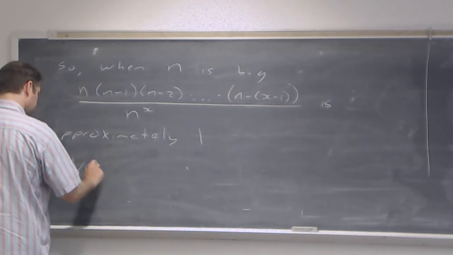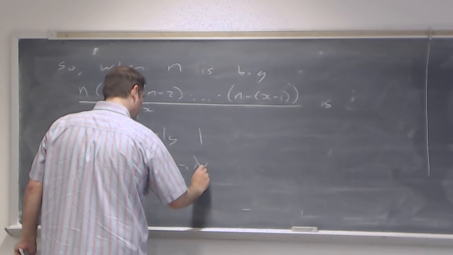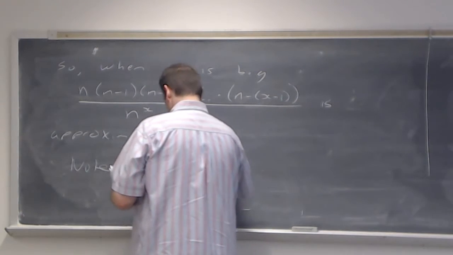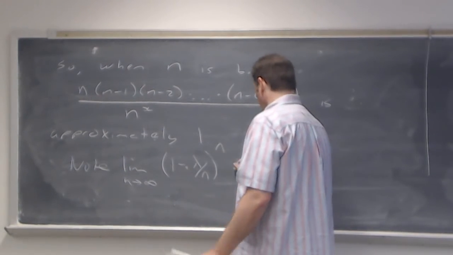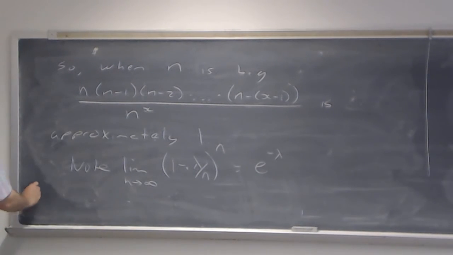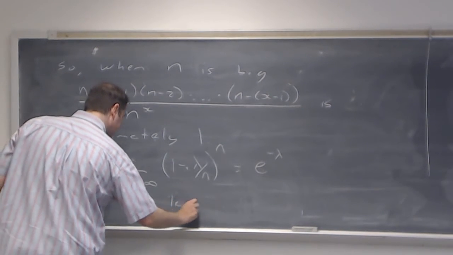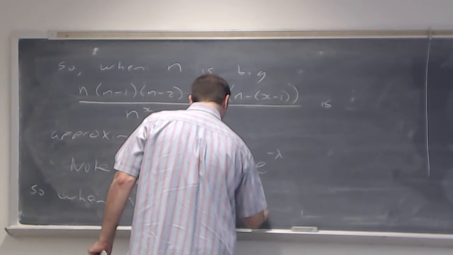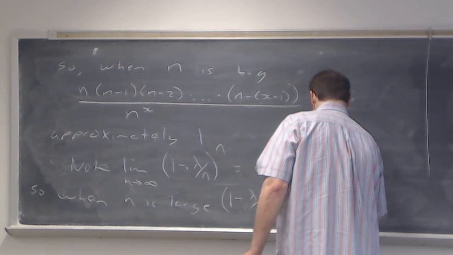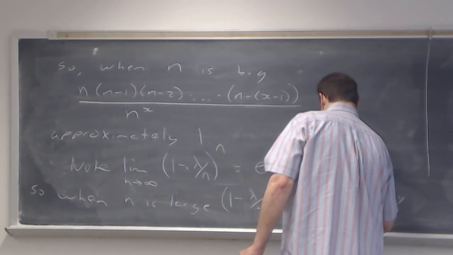Okay. Then also want to note another part of the way that we wrote the p: the limit as n goes to infinity of 1 minus lambda over n, raised to the n, is equal to e to the minus lambda. So again, when n is large, 1 minus lambda over n raised to the n is approximately e to the minus lambda.